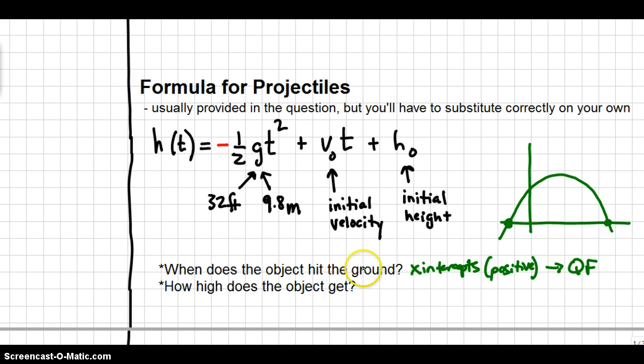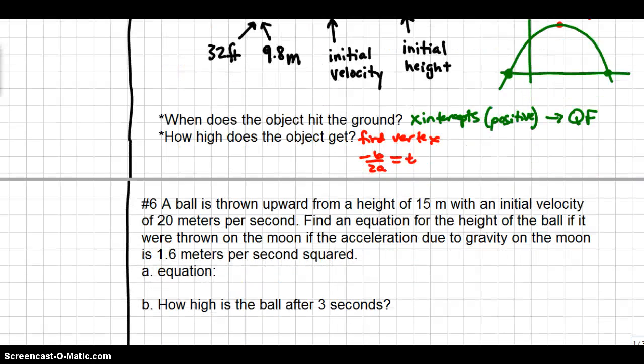How high does the object get? On our picture here, that is indicated by the vertex. So to find the vertex is how we would answer this question. Find the vertex. Keep in mind that our formula for the vertex, opposite of b over 2a, gives us only the x part of the vertex. We need to plug it back into the equation for t. So we'll call that t then instead. Plug that back in for t in order to find the actual height. So let's put that into practice with a word problem.